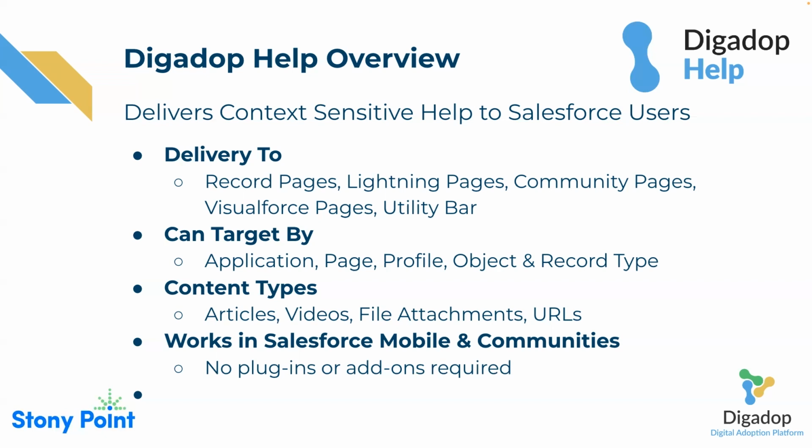And it can deliver help targeted based on the application they're in, based on the page a user is on, based on their profile. If they're on a record page, it can detect the object and the record type. And then it can deliver articles, which are rich text articles. It can deliver videos. It can deliver file attachments and deliver URLs as well.